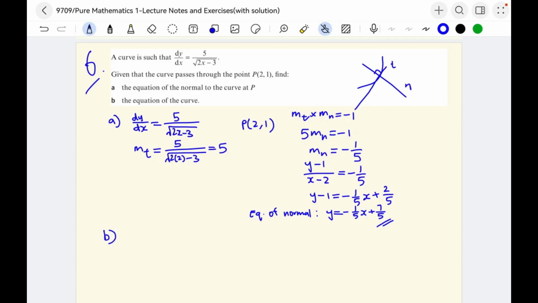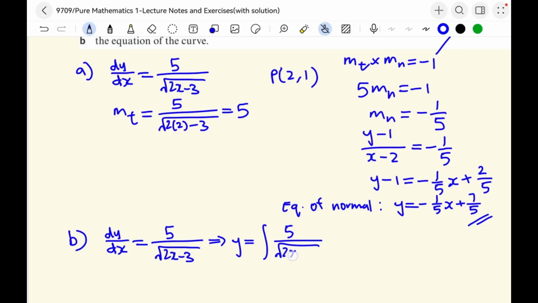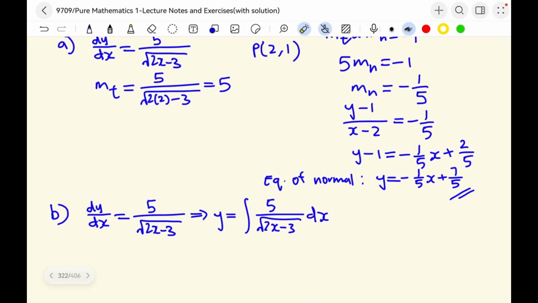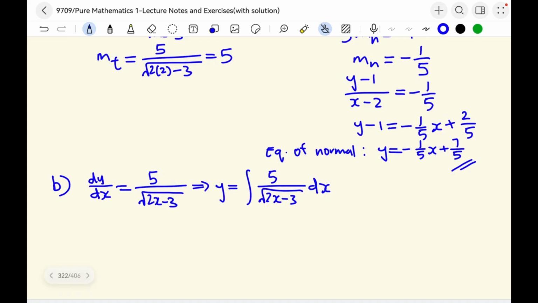Find the equation of the curve. This is what I taught you just now, right? Integrate right now. y equals the integral of 5 over the square root of 2x minus 3 dx. Make sure that the integral is an indefinite integral, because we want to get the equation of the curve in terms of x, between y and x only. So how to integrate the following square root function? No worries, the inside function is linear.